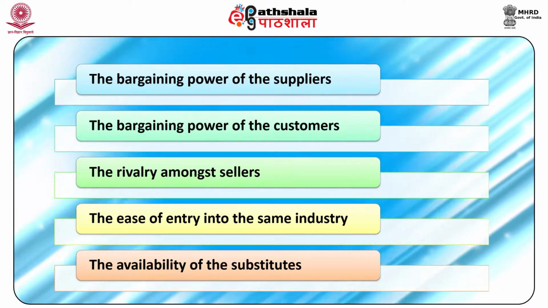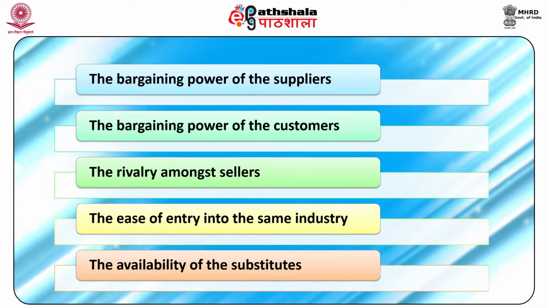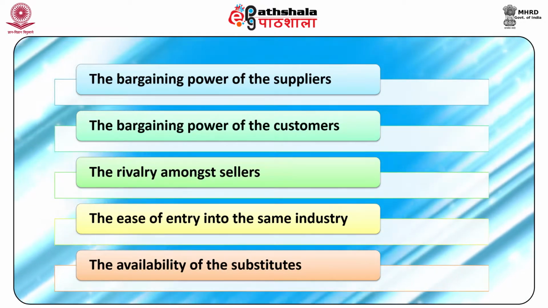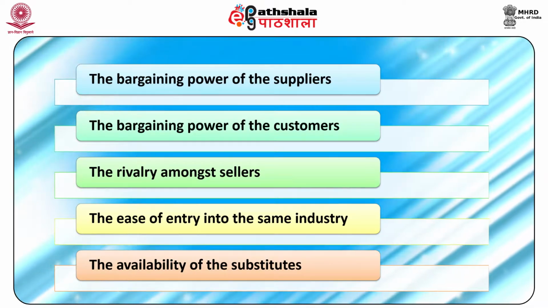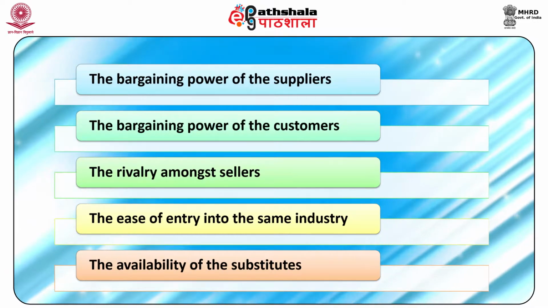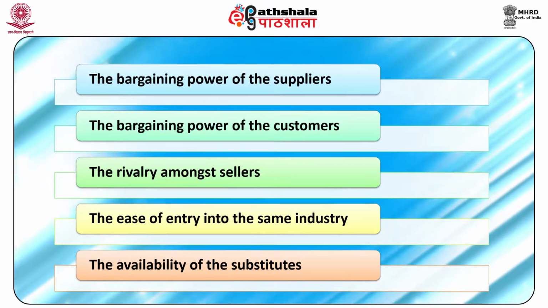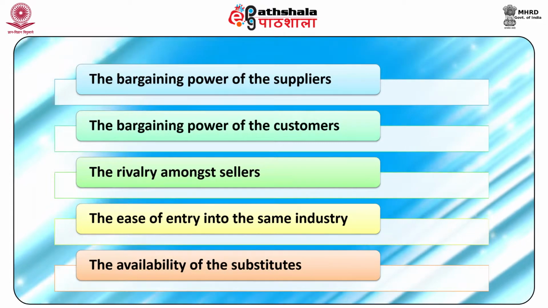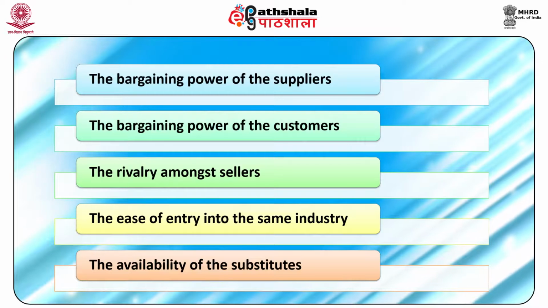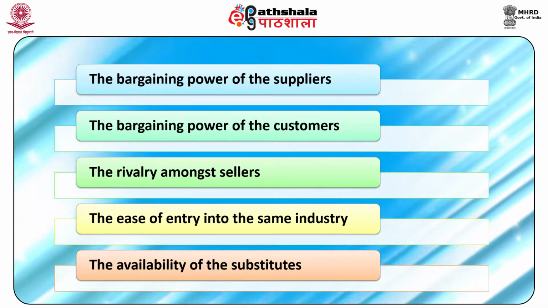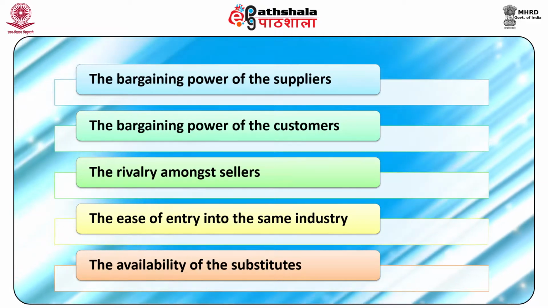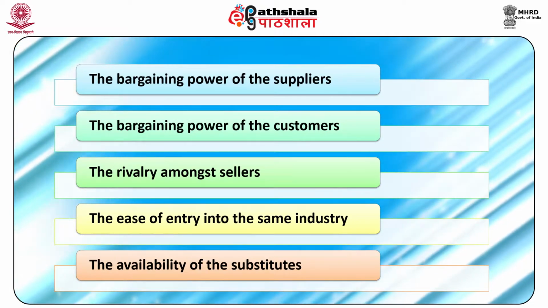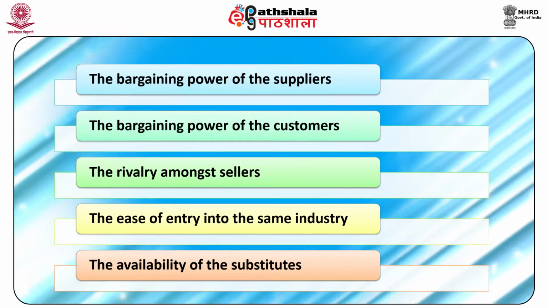Fourth, the ease of entry into the same industry, which means there are no barriers to entry, which means more firms can enter into the market. More firms means more competition and lack of monopoly. So in that case, the bargaining power of the firm goes very, very low. And lastly, the availability of substitutes. This also affects the competitive power of the firm, because the more the substitutes in the market, the lesser the monopoly of the firm and the more competition for the firm in the market.